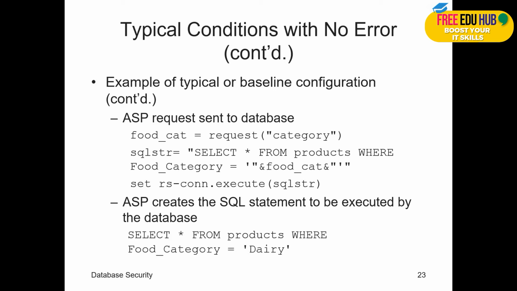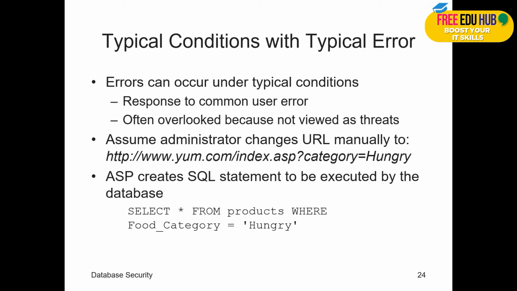Example of a typical baseline configuration on ASP is food category is equal to request category. Then SQL string is going to select star from products where food category is food category. And then it would execute, and the ASP in the background would get the details select star from products where food category is equal to dairy. So by looking at the simple URL, you can easily understand how it's getting the details from the database.